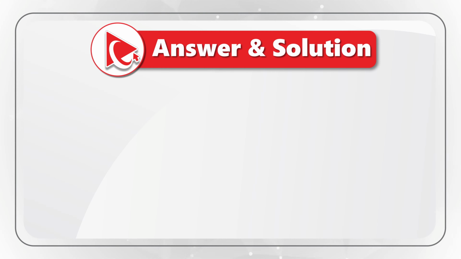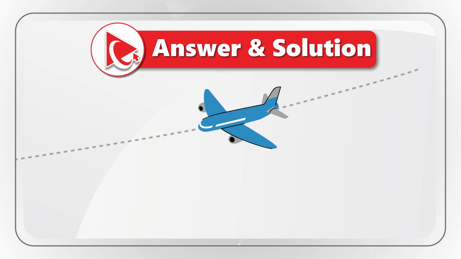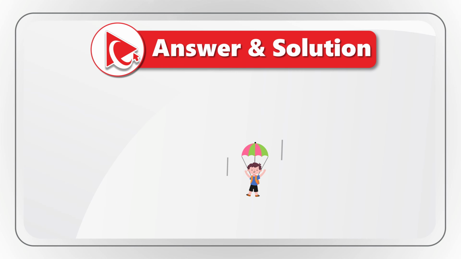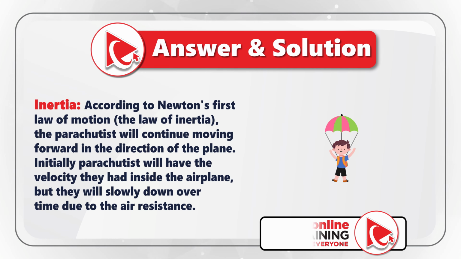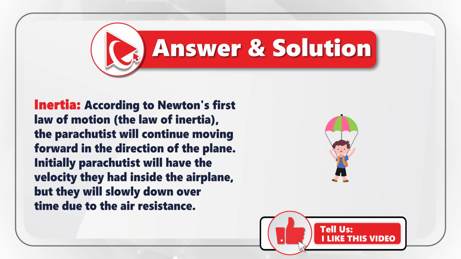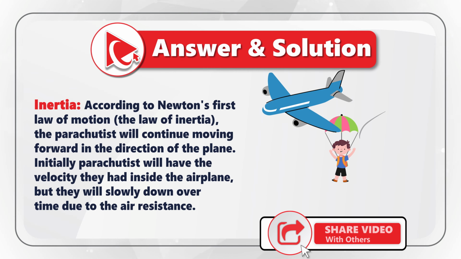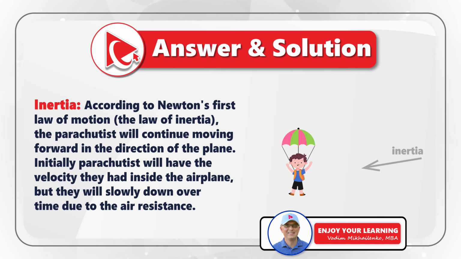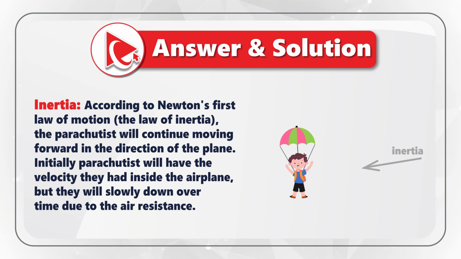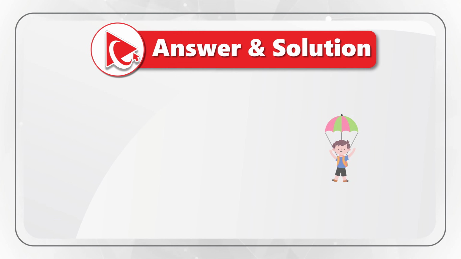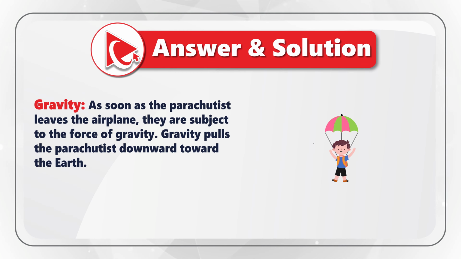When the parachutist is inside the plane, both the parachutist and the airplane are moving together in the same direction. When the parachutist jumps from the plane, there are multiple forces that will determine the trajectory. Number 1 is inertia. According to Newton's first law of motion, the law of inertia, the parachutist will continue moving forward in the direction of the plane. Initially, the parachutist will have the velocity they had inside the plane, but they will slow down over time due to air resistance.